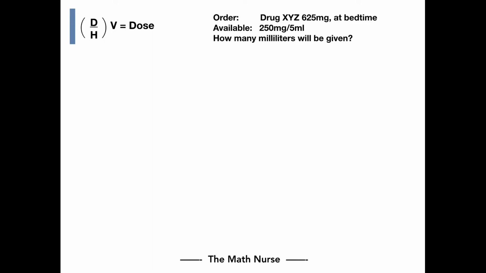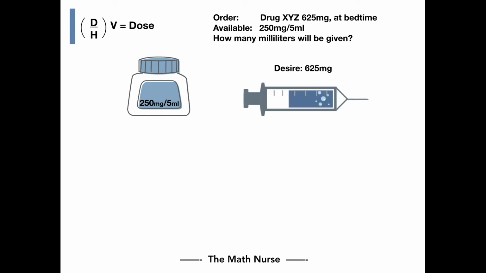The next order we have is drug XYZ is going to be given to the patient. We want to give that patient 625 milligrams at bedtime. So that's our order. Available on hand, we have 250 milligrams in 5 milliliters. All right, so here's our little drug bottle, and it's labeled with 250 milligrams for every 5 milliliters. Again, when I draw up this syringe, if I have 5 milliliters in my syringe, that means the patient is getting 250 milligrams. All right, but we want to give our patient 625 milligrams.